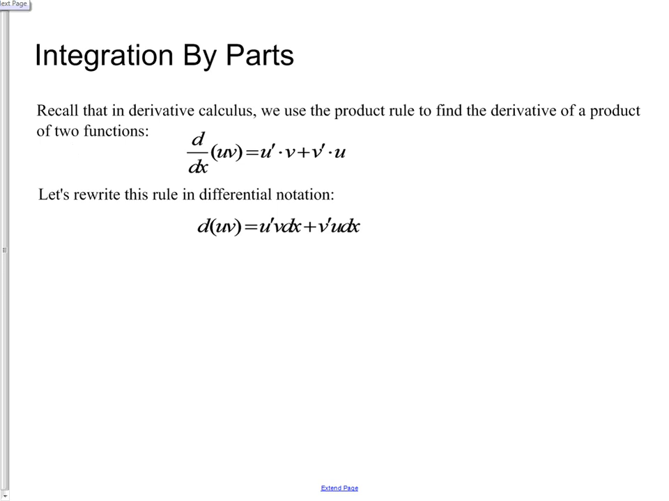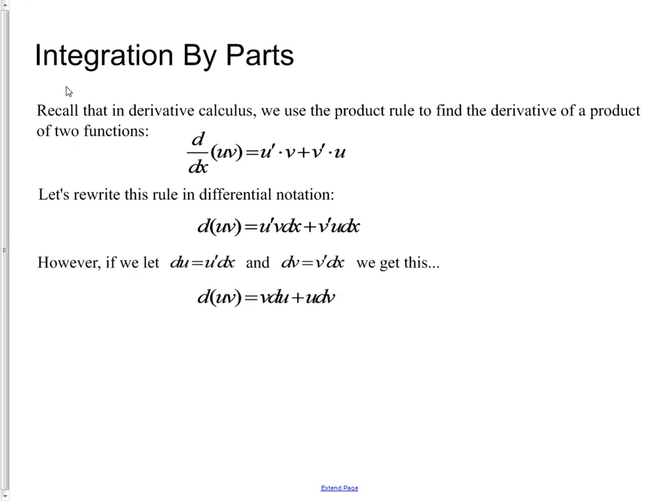So let's rename a couple of things. First of all, I'm going to let du equal u prime dx. So that's going to be our replacement there. And dv be v prime dx. That would be our derivative notation for each of u prime and v prime separately. So now our rule looks like this. The derivative of u times v is v times du plus u times dv.